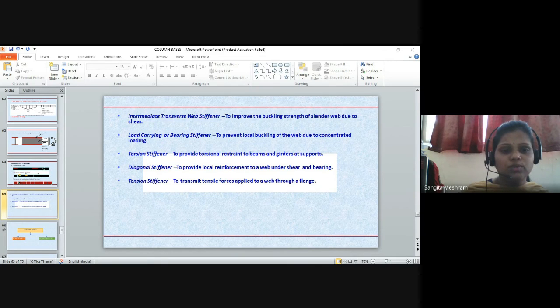Torsion stiffener to provide torsional restraint to beams, girders. At support, diagonal stiffener we can use to provide the local reinforcement to the web under shear and bearing. Then tension stiffener is there to transmit the tensile force applied to a web through flange.